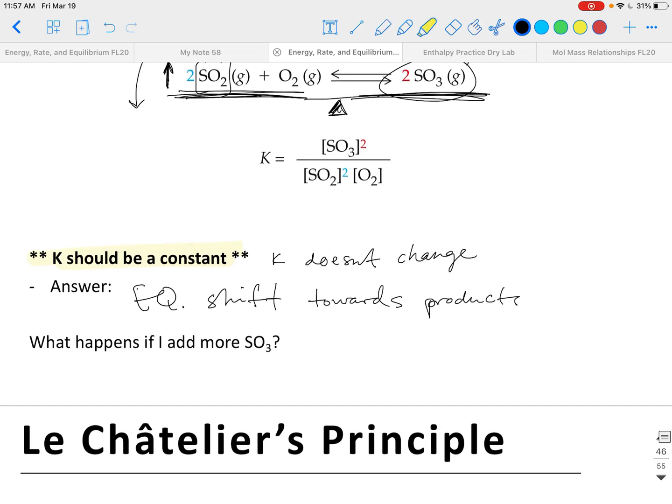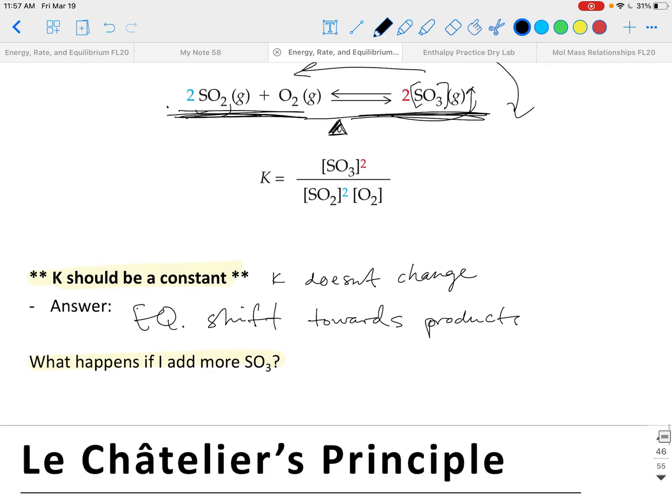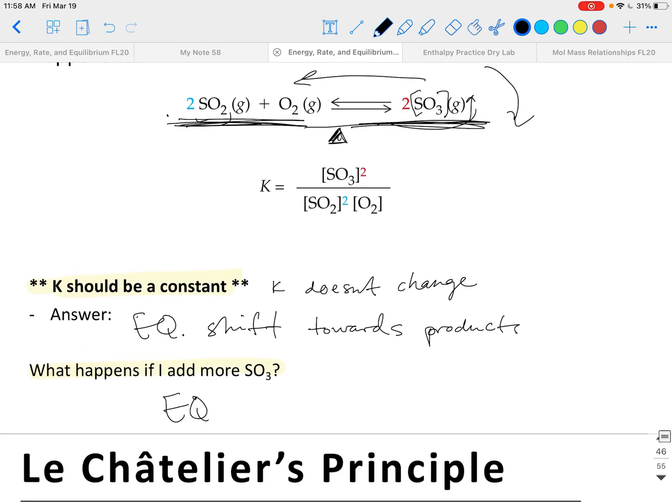Now let's ask the next question at the bottom. What happens if I add more SO3? If I have my reaction at equilibrium and I add more SO3, I've tipped the scale down on this side. To re-even out my scales, I'm going to run the reverse reaction and decompose SO3. This will just happen; you don't have to do anything. It will restore on its own. So if we add more SO3, equilibrium will shift to restore the original equilibrium, and it will shift towards the reactants.